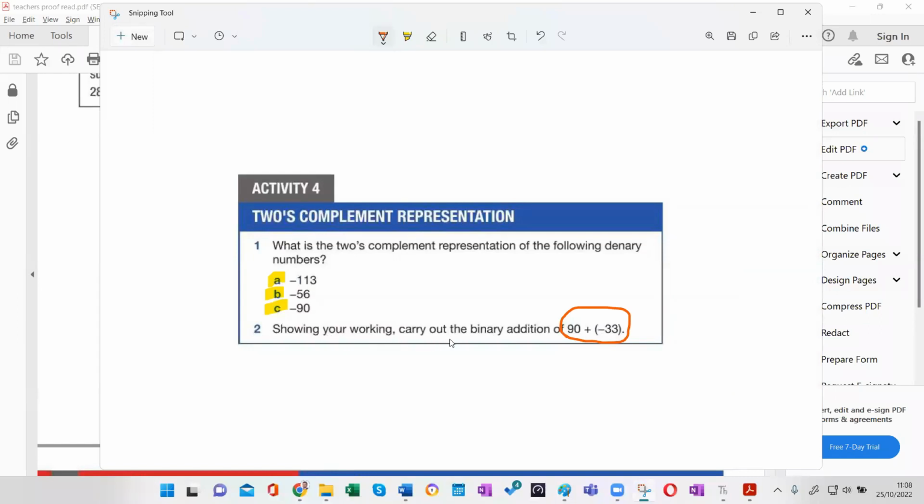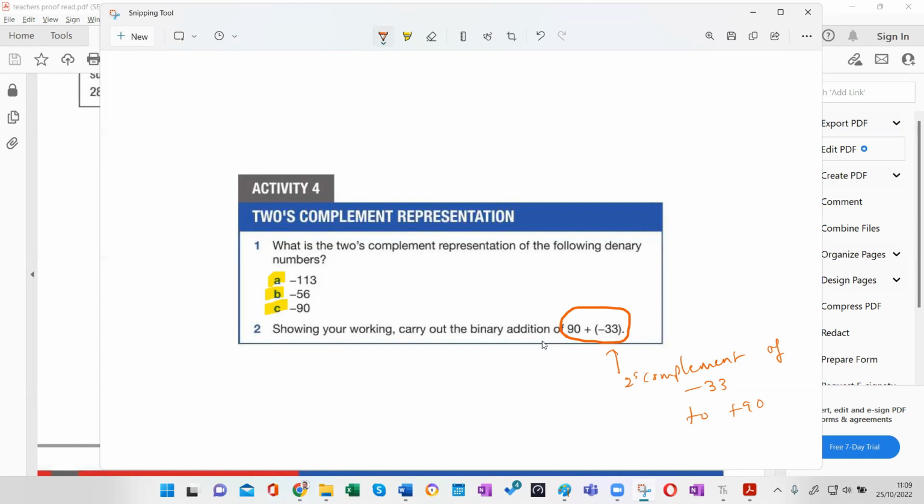Showing your working, carry out the binary addition of 90 plus minus 33. So here what we're actually doing is, now why did they put plus and minus in brackets? Because what you are actually doing is you are adding the 2's complement of minus 33 to plus 90. That's what you're actually doing here. You are adding 90 and the 2's complement of minus 33.